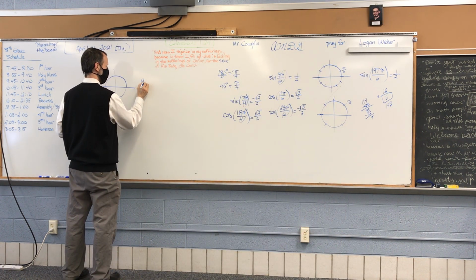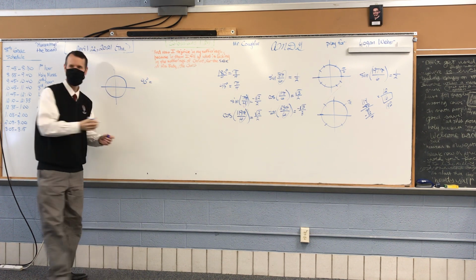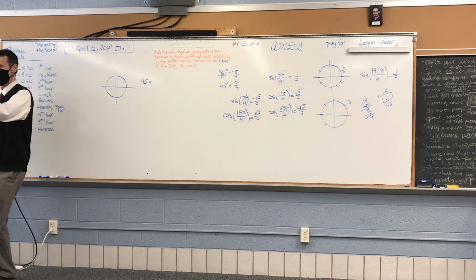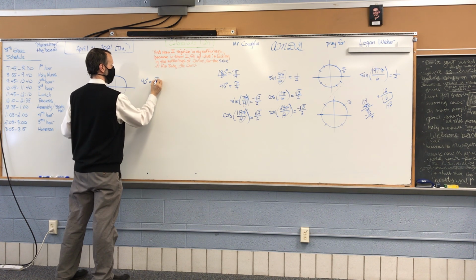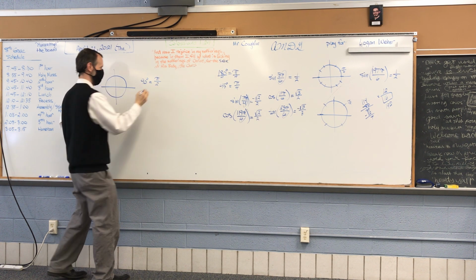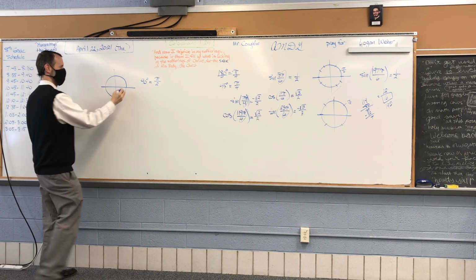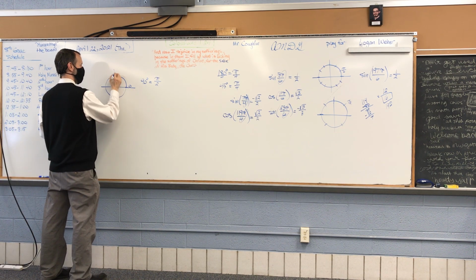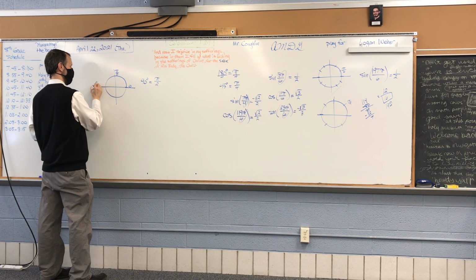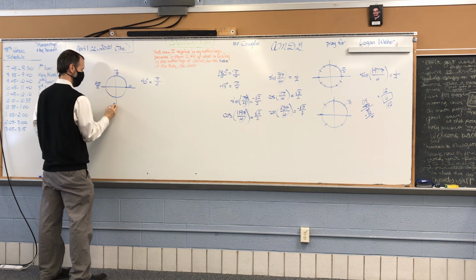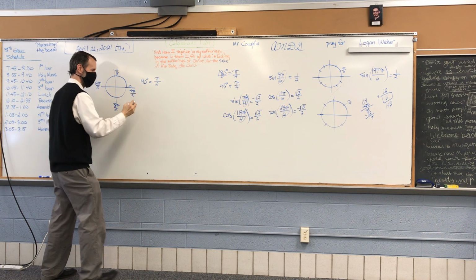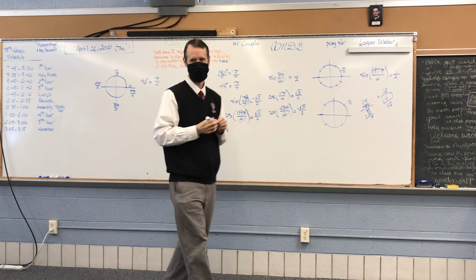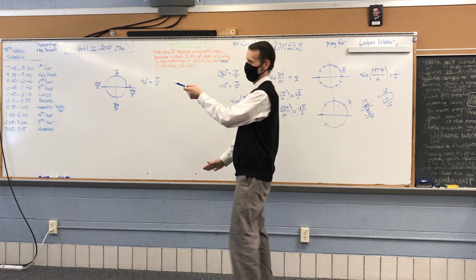Can anybody tell me what 90 degrees is in radians? Give this a shot. Pi over 2, good. Look up here. Here's 0, right? 1 pi over 2, 2 pi over 2, 3 pi over 2, 4 pi over 2. That's what thinking in terms of radian chunks looks like. You can always reduce them.